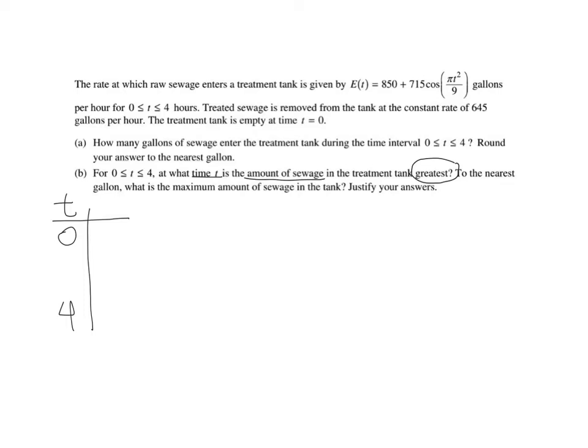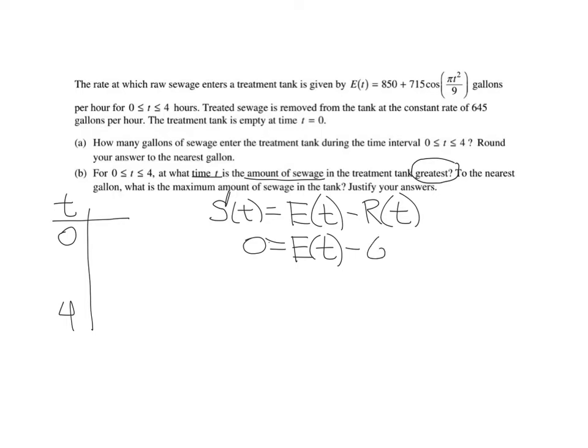So if we're looking at the amount of sewage, let's just say S of t represents the amount of sewage in the tank. Well, we know the rate of change of the amount, right? We know the rate that it is entering, and then we know the rate that is being removed. Those two values are given to us. So in order to find the critical points, we need to set this rate equal to 0. Now, E of t is that big long function, right? And we know R of t is 645 gallons per hour. So therefore, we want to find out when is E of t equal to 645.